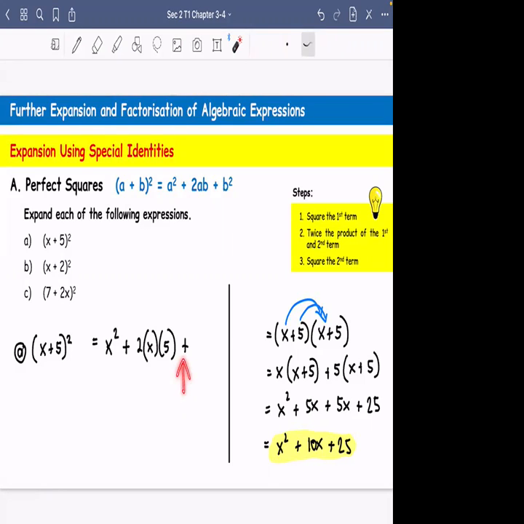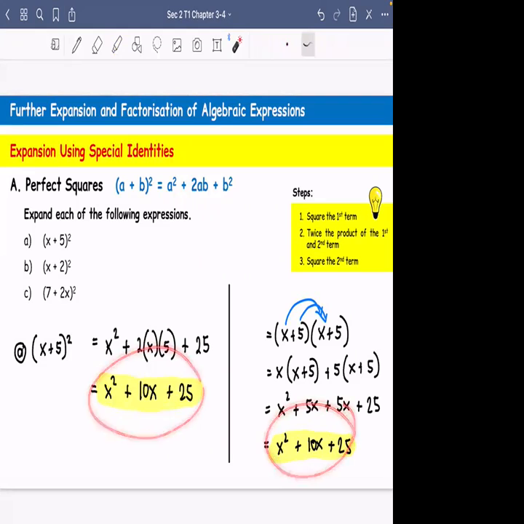This is always positive because when you square 5, that's the last step: square the second term, which is 5. So what is 5 squared? That gives us 25. So simplifying everything, this is x squared plus 10x plus 25. So that's it. We also get the same answer.